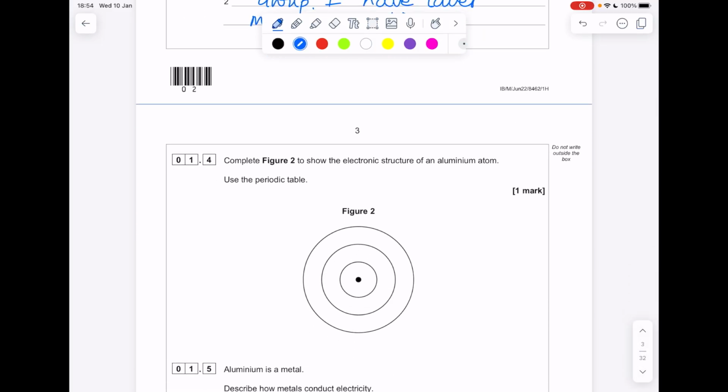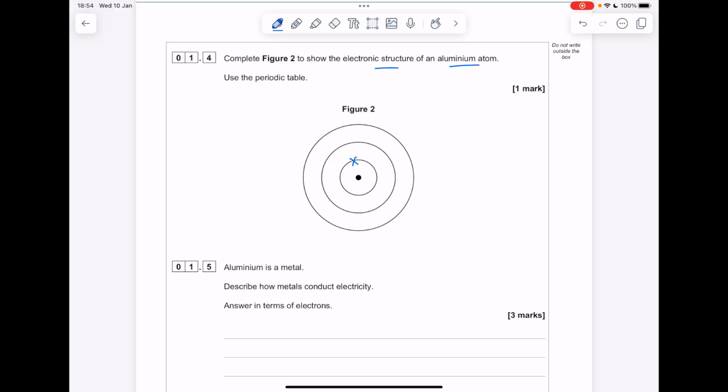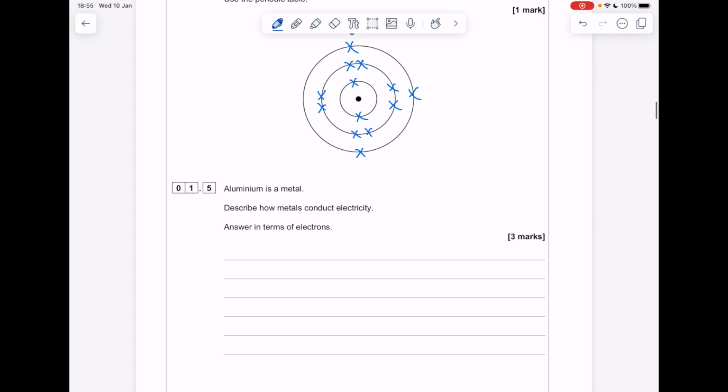Complete figure 2 to show the electronic structure of an aluminium atom. Here is a periodic table. We're looking here at aluminium and we need to look at this bottom number, which remember is both the proton and electron number. That is 13. So 2 electrons go into that first shell and then 8 in the next ones, and we need to count up to 13. There we go.